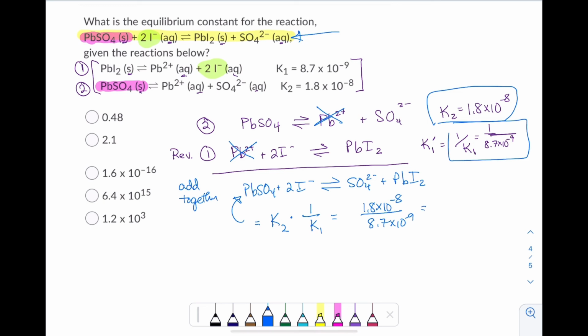And I am getting 2.0689. And so the correct answer is 2.1 is my new equilibrium constant.